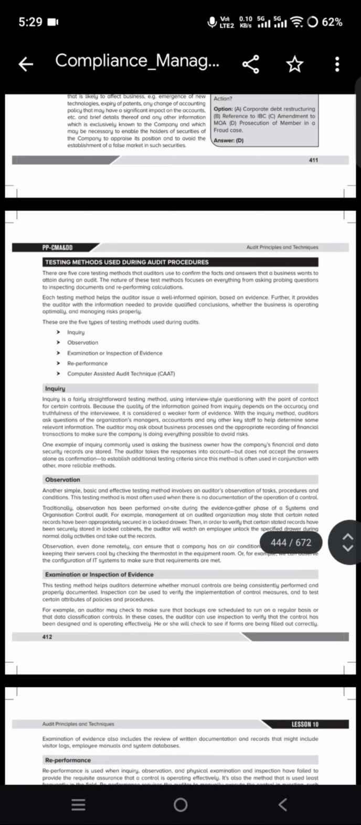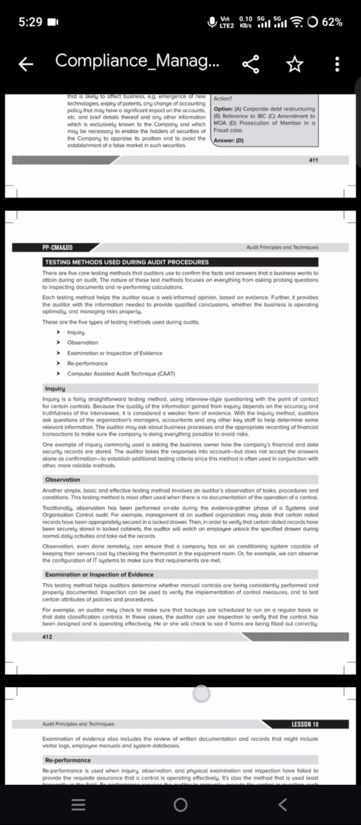Next comes purpose. What is the purpose? Gather enough evidence to conclude an audit opinion. Why is this useful? To conclude an audit opinion, reduce the number of resources used, and provide the basis for auditors to issue an opinion, and many more. Forms of sampling: statistical audit sampling and non-statistical audit sampling.